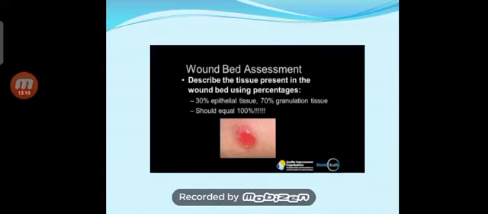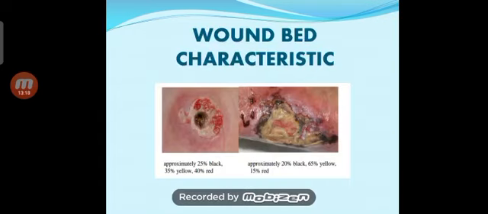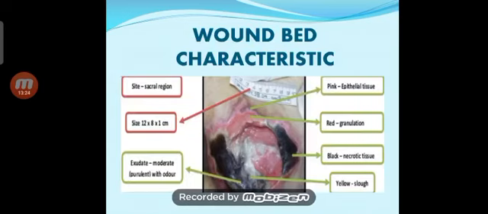Wound bed assessment. Describe the tissue present in the wound bed using percentages, which should equal 100%. Wound bed characteristics must have a total of 100%. Wound bed includes the following. Epithelial tissue is the pink or red. Granulation tissue is the beefy red. Slough tissue is the yellowish covering. Necrotic tissue is the dry, dark, leathery covering.